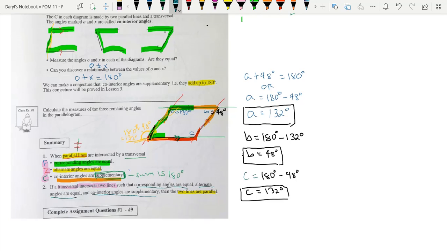So at this moment, try to complete the assignment. Okay, complete the assignment number 1 to 9. I expect you to submit your work by the end of this session today. So again, just make sure that you answer as many as possible, and whatever you have done today, try to submit them at the end of the session. Okay.